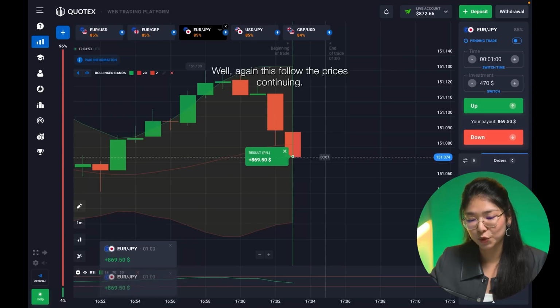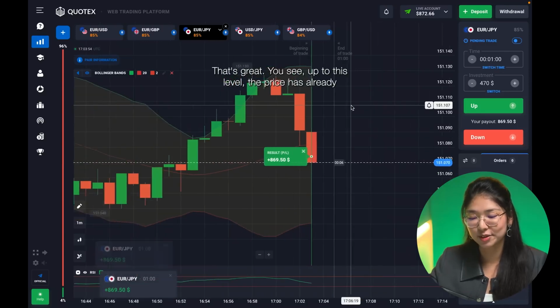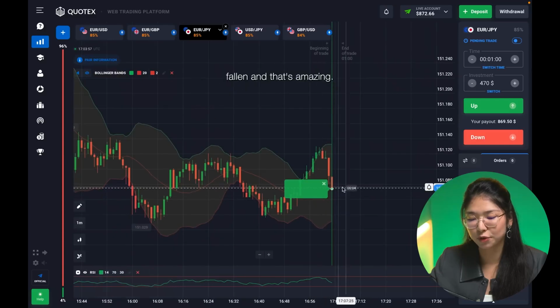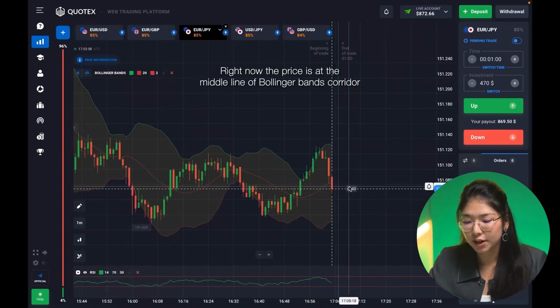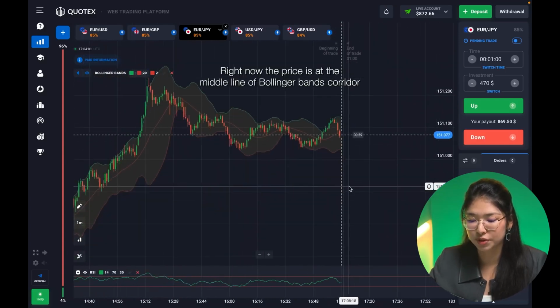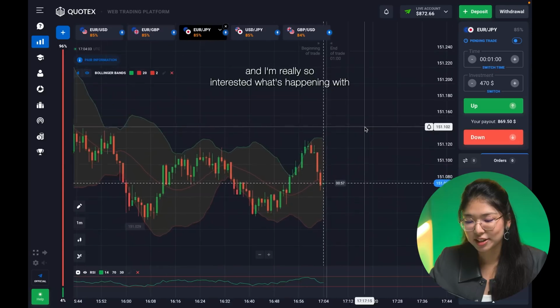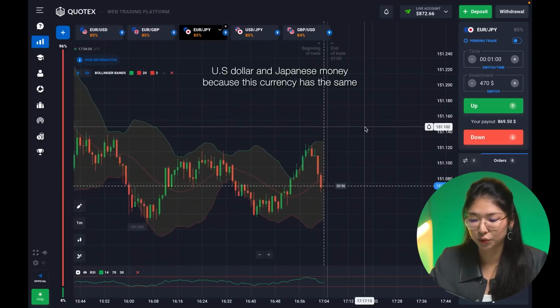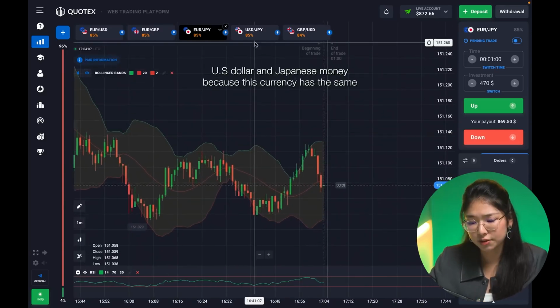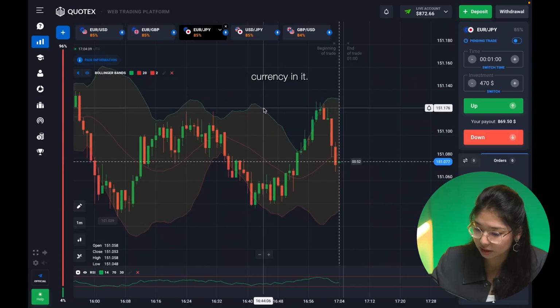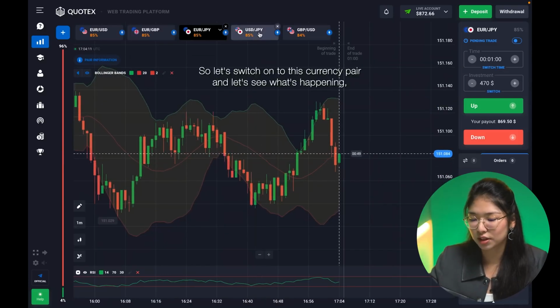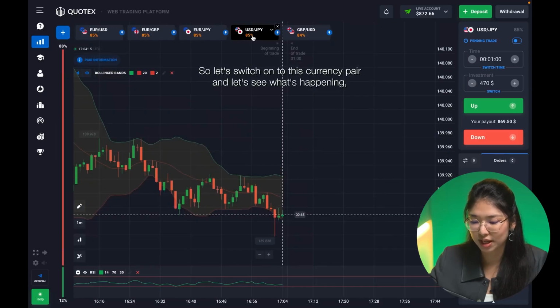Well, again, the price is continuing to fall. That's great. You see, up to this level the price has already fallen, and that's amazing. Right now the price is at the middle line of the Bollinger Bands corridor, and I'm really interested what's happening with US dollar and Japanese yen, because this currency pair has the same currency in it. So guys, let's switch to this currency pair and let's see what's happening.